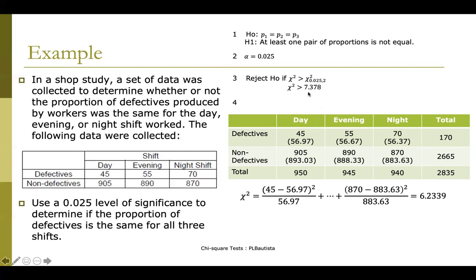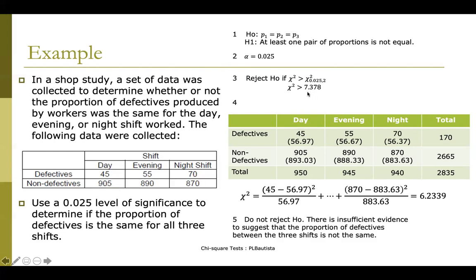This value does not exceed the critical value of 7.378. Therefore, we fail to reject the null hypothesis. There is insufficient evidence to suggest that the proportion of defectives between the 3 shifts is not the same. So in other words, the proportion of success between the 3 shifts is not significantly different from one another. They are quite the same. Upon checking with the test of equality of proportions or the chi-square test.